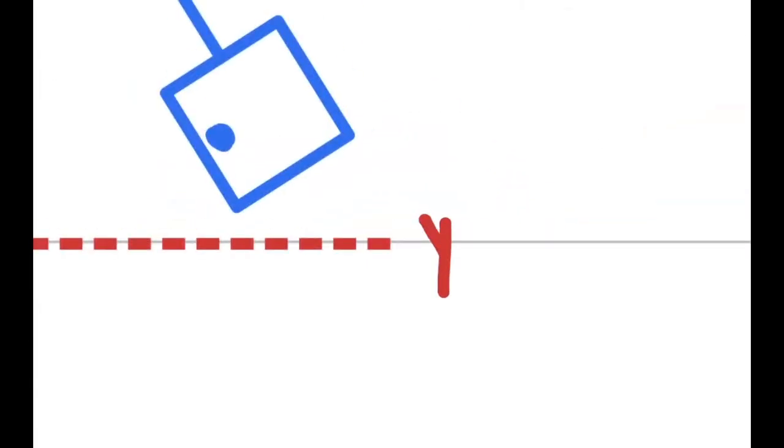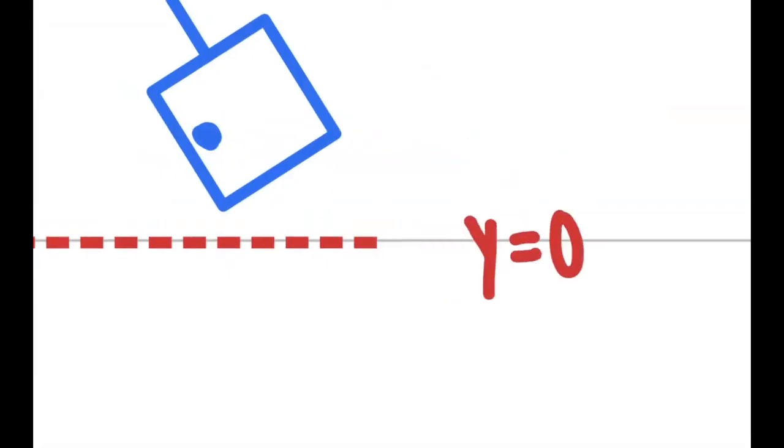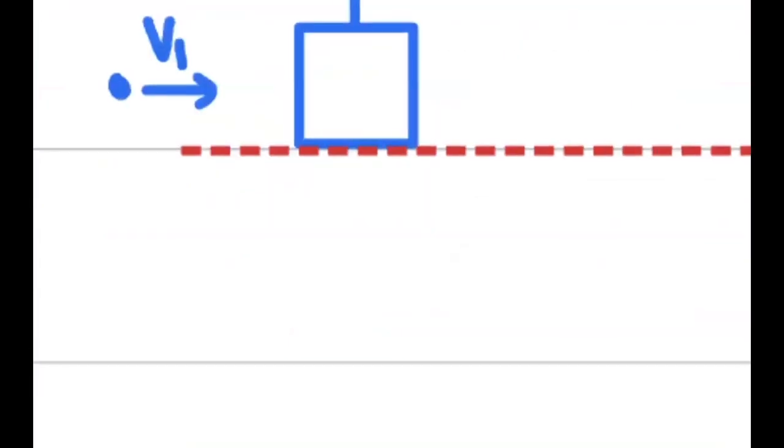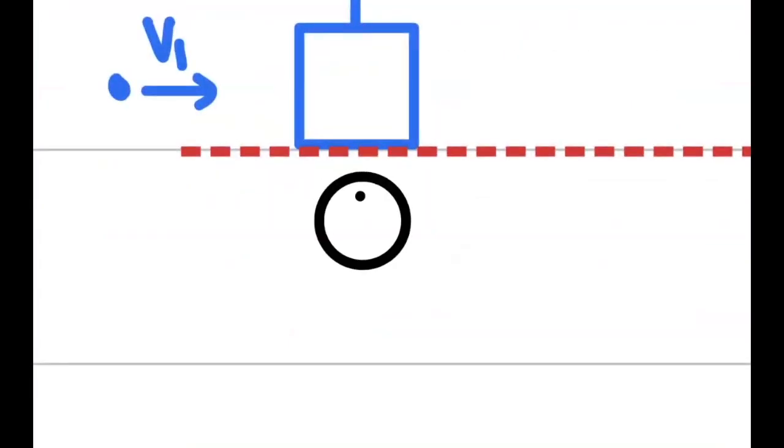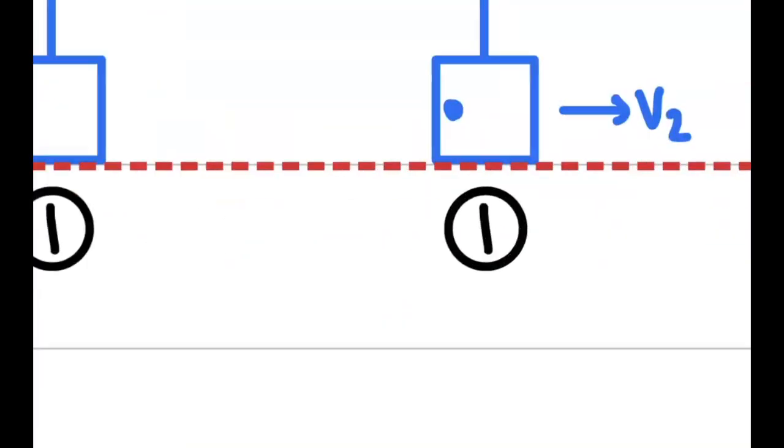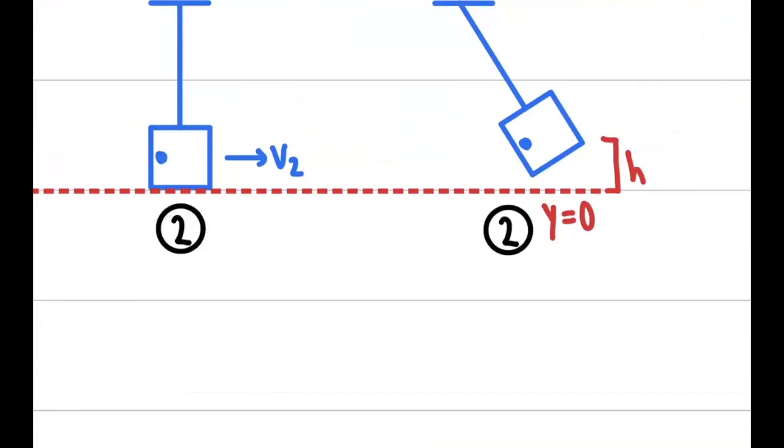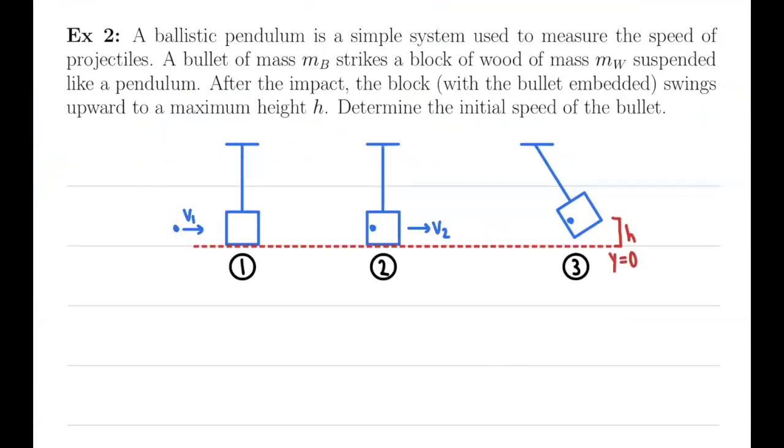So this is going to be y equals 0, and this will be h. I'm going to call this 1, and this will be 2, and this will be 3. So we want v1. To find v1, we have to look at 1 to 2. Is momentum conserved from 1 to 2?